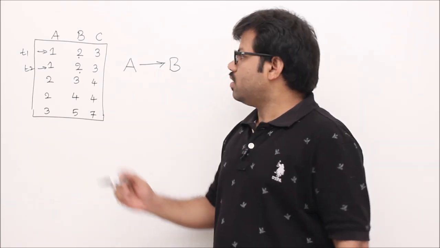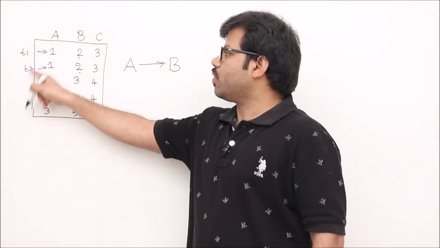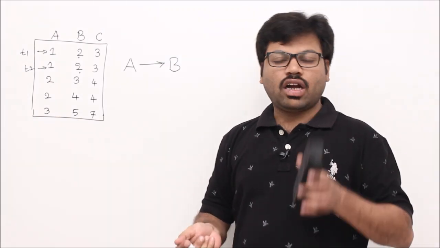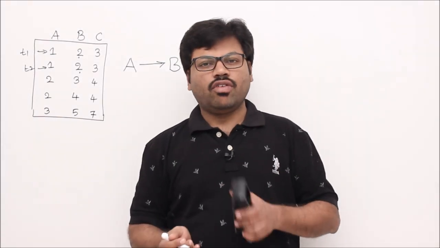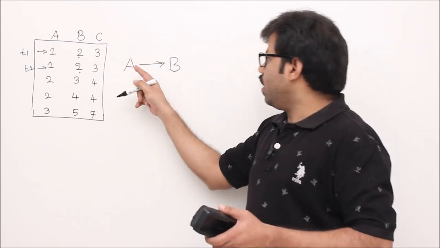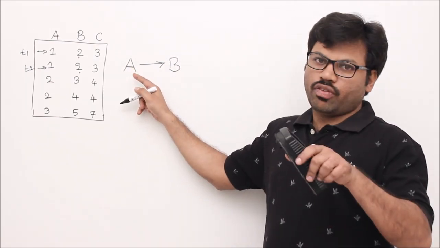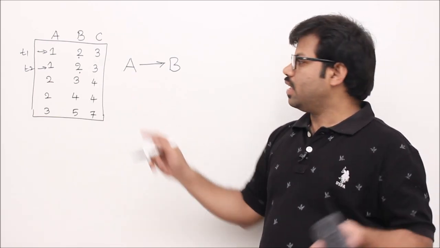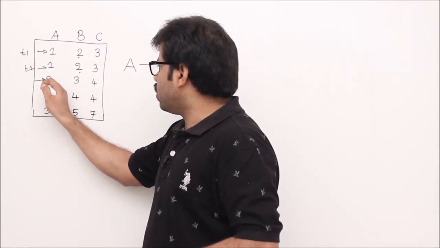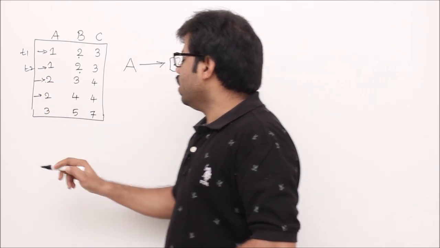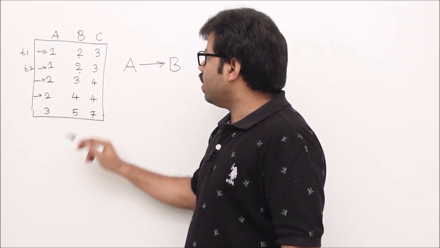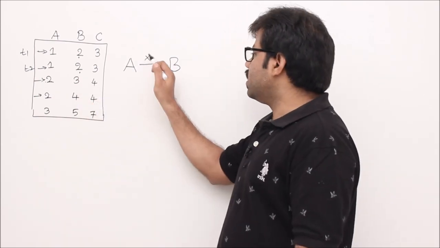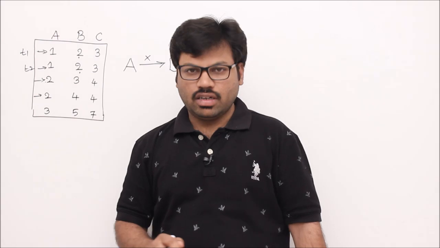Don't say like this, sir, I checked T1 and T2, these two, that's it, I don't check other tuples. Then you are not doing it correctly. According to the definition of functional dependency, for every two tuples, if tuple 1 of A equals tuple 2 of A, then tuple 1 of B should be equal to tuple 2 of B. That's it. Now let me take these two as tuple 1, tuple 2. Now see here, the A values are agreeing, but the B values are not agreeing, correct? That's why A determines B is definitely wrong for this data, right?